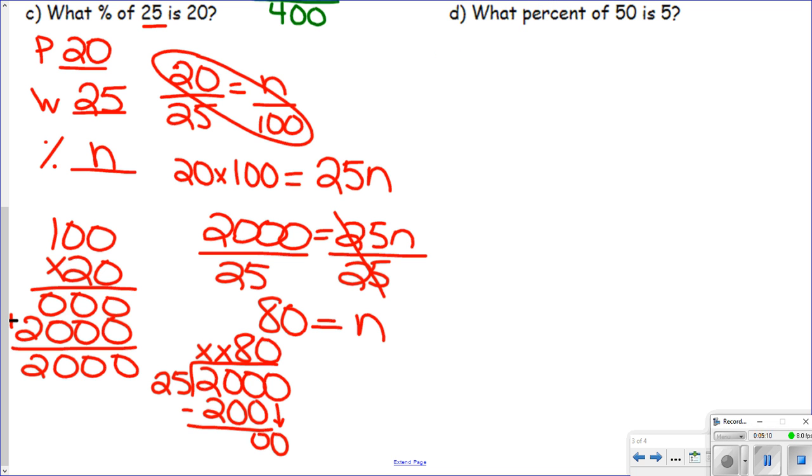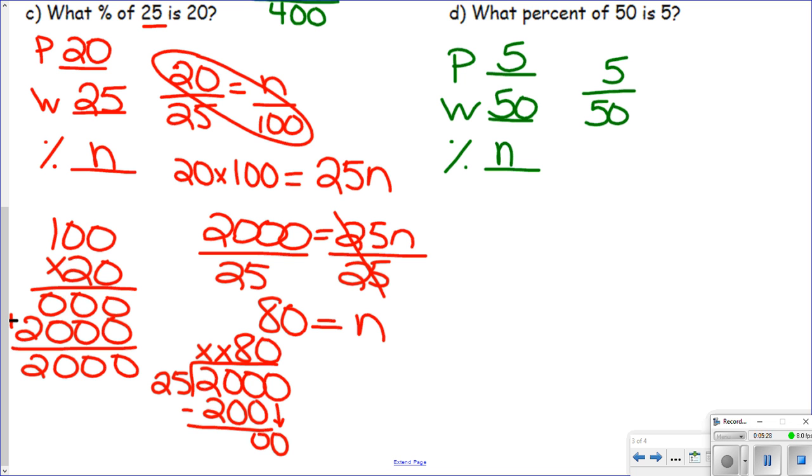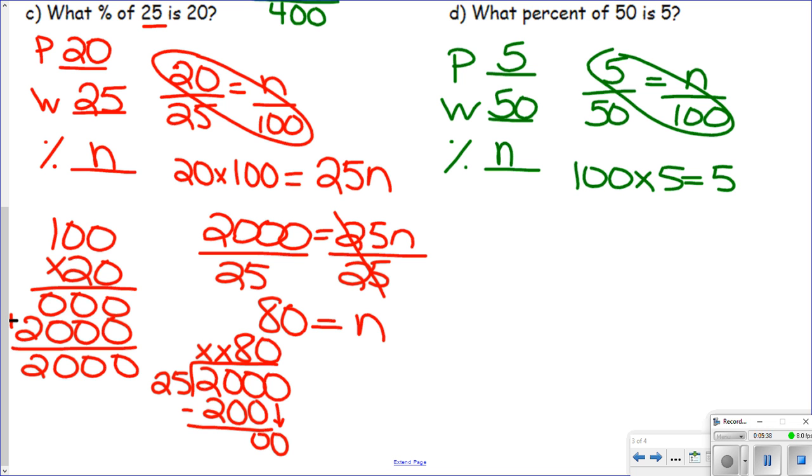The last example, what percent of 50 is 5? Locating the information. I do not know the percent. 50 is the whole, 5 is the part. 5 over 50 equals n over 100. Cross multiply, 100 times 5 equals 50n. 100 times 5 is 500 equals 50n.